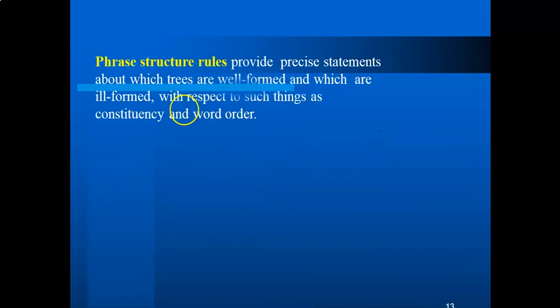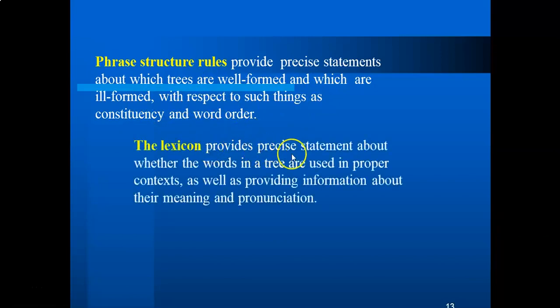Okay, the last one, the phrase structure rules provide precise statements about which trees are well formed and which are ill formed. Ill formed means incorrect ones with respect to constituency and word order. The lexicon provides precise statements about whether the words in the tree are used in proper context or not, as well as providing information about their meaning and pronunciation. Well, that's all, a short explanation about phrase structure rules.